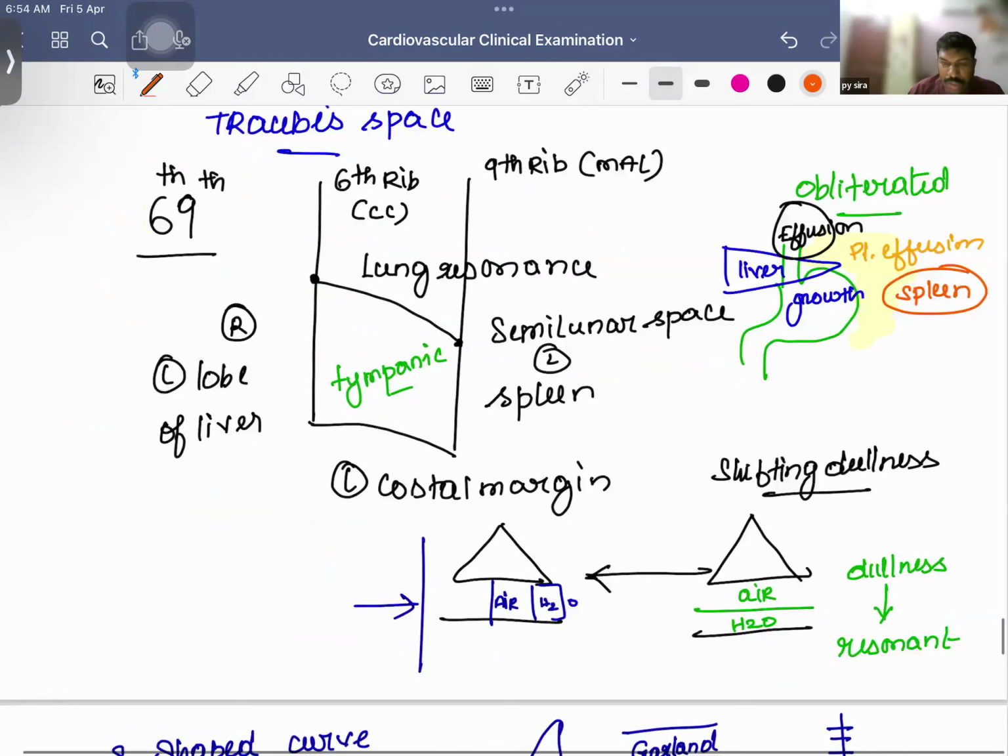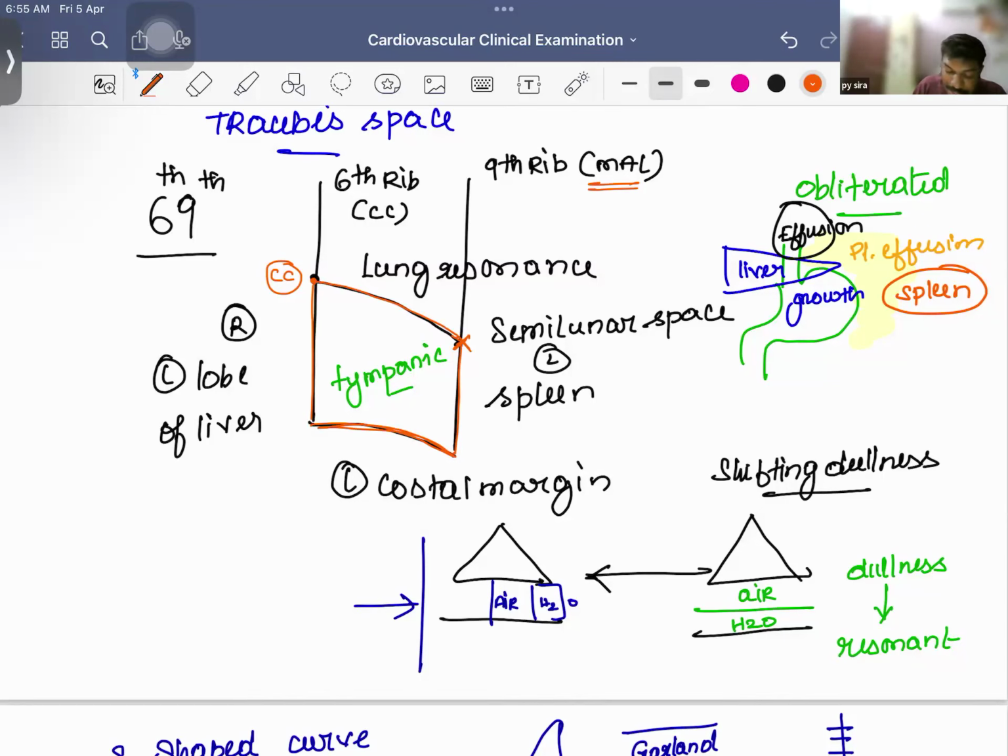Okay, drop space. So for this drop space, in the sixth intercostal space at the costochondral junction, you are going to mark one point. Then the ninth intercostal space along the mid axillary line, you are going to draw another point. Then the lower border of the ribs, that is the lower costal margin, is one line. You join all these lines.